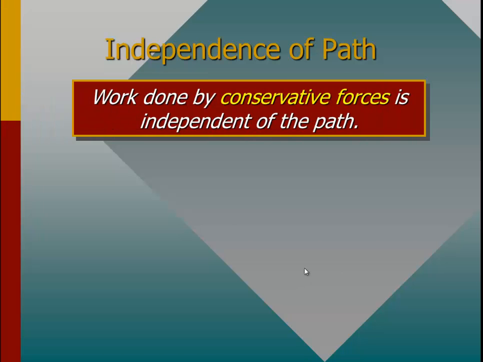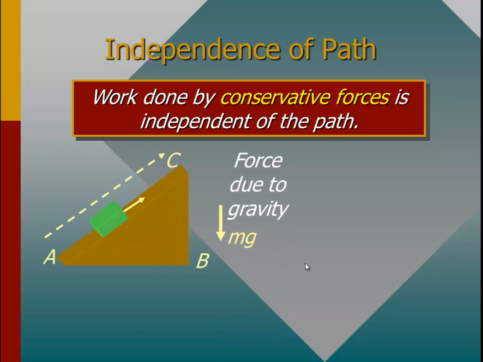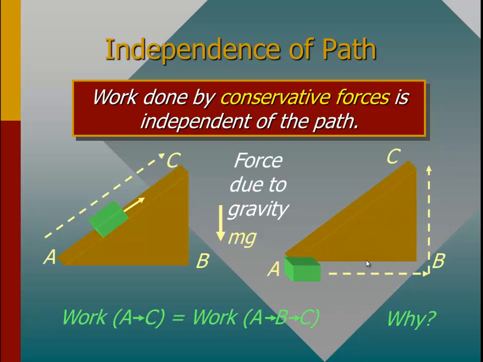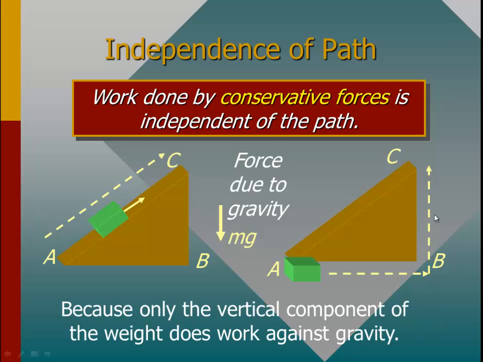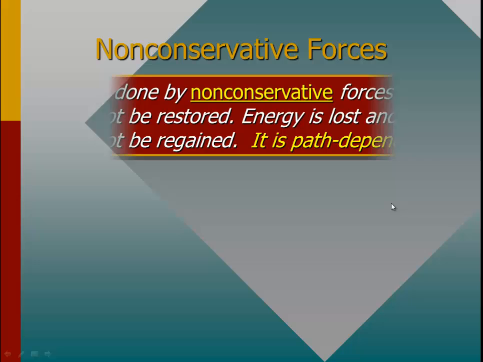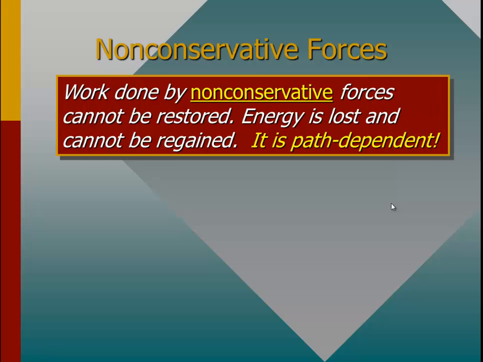Independence of path. Work done by conservative forces is independent of the path. So whether we take an incline all the way from A to C, or we go from A to B to C, the work done is equal because the gravitational field still has to go a height h. And it's also the same over here because U equals mgh. It's independent of the path, whether it went down the incline or whether it was lifted straight up, because only the vertical component of the weight does work against gravity. So remember that the force has to be parallel to the displacement.